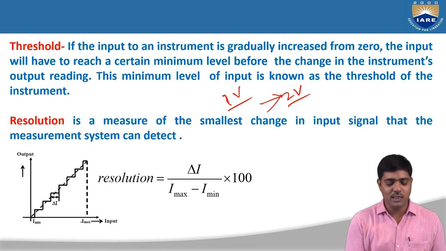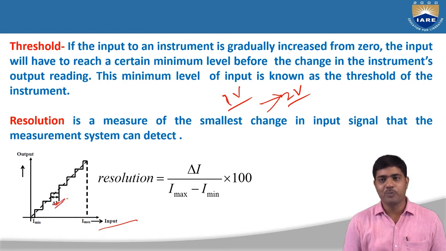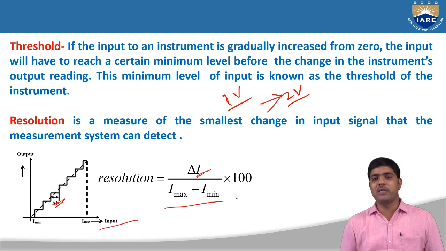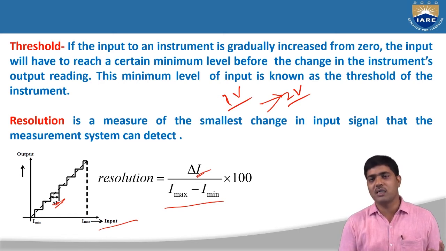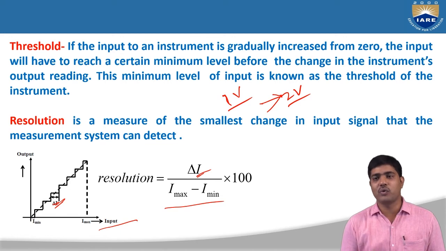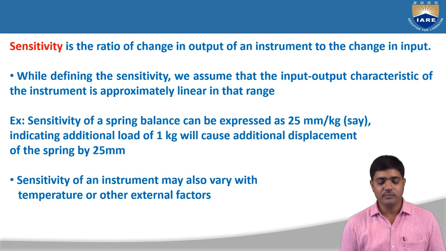So here you can see the input and here you have the output. This is the incremental change, delta I. So resolution equals delta I, the incremental change, divided by I max minus I min. So I max minus I min is the range of the instrument: what is the minimum value you can measure, and what is the maximum value you are going to measure.